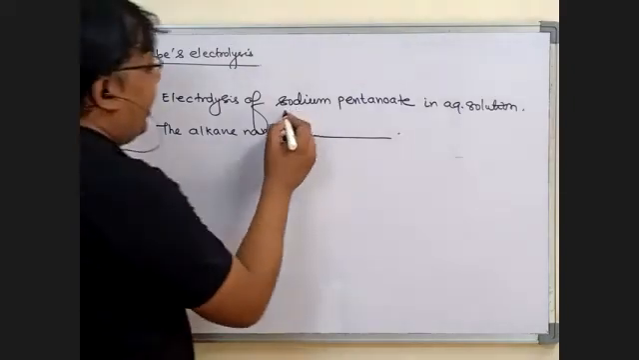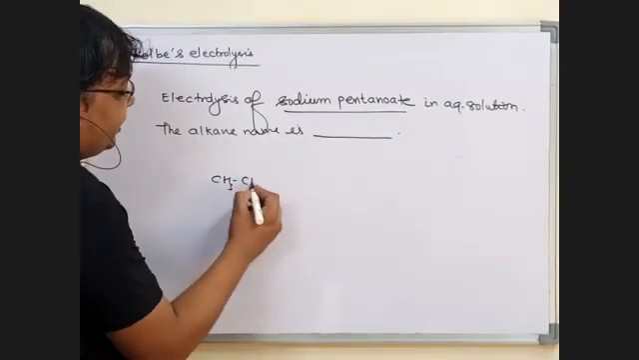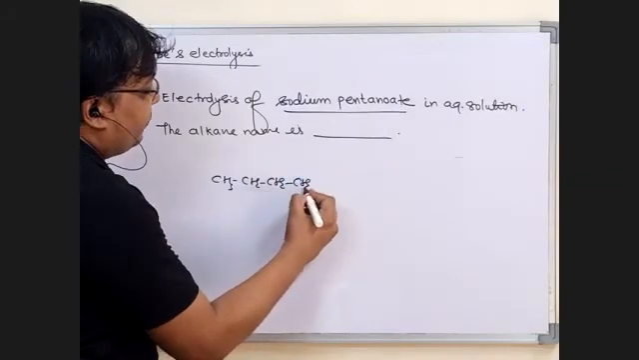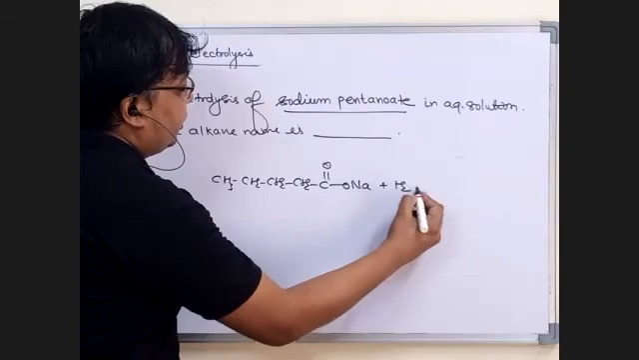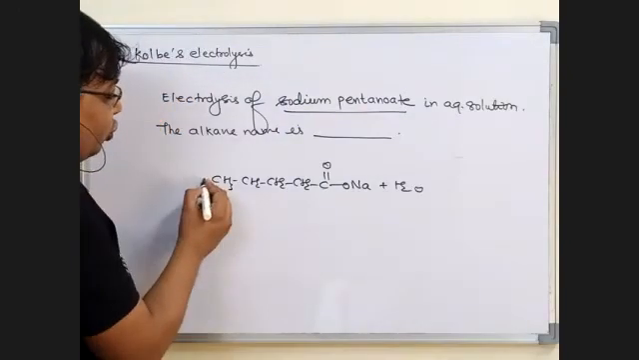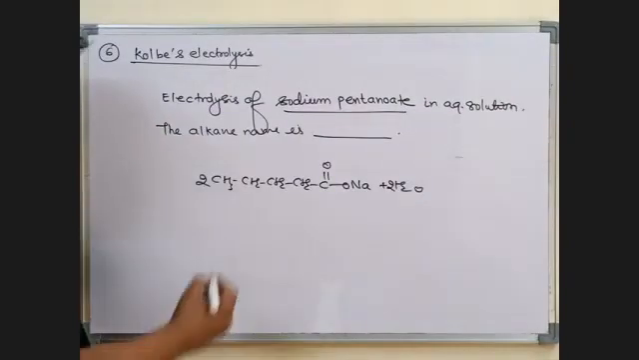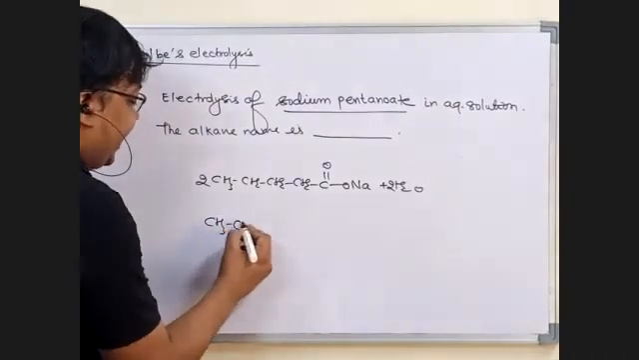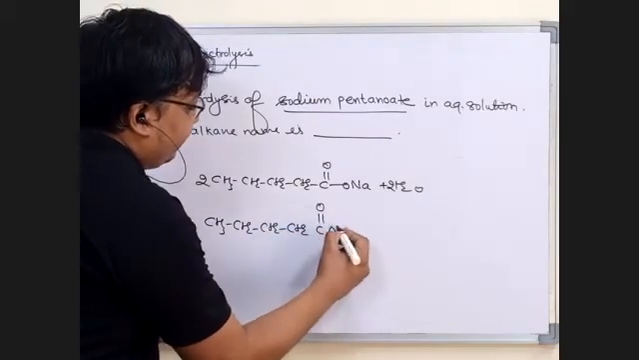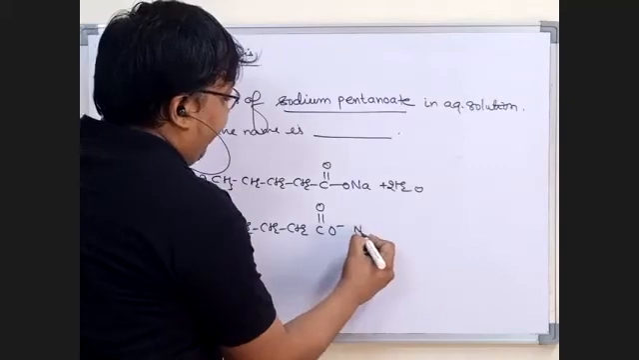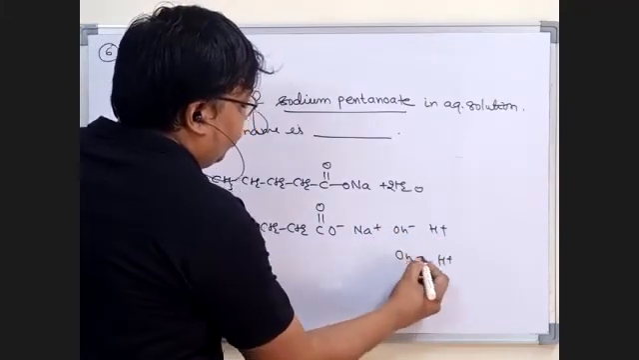Student, you have sodium pentanoate. The structure is CH3CH2CH2CH2COONa, along with water, students. You have 2 moles of sodium pentanoate and 2 moles of water over here. So you write this type: CH3CH2CH2CH2COO minus, Na plus, OH minus, and H plus. You have 2 moles, student.